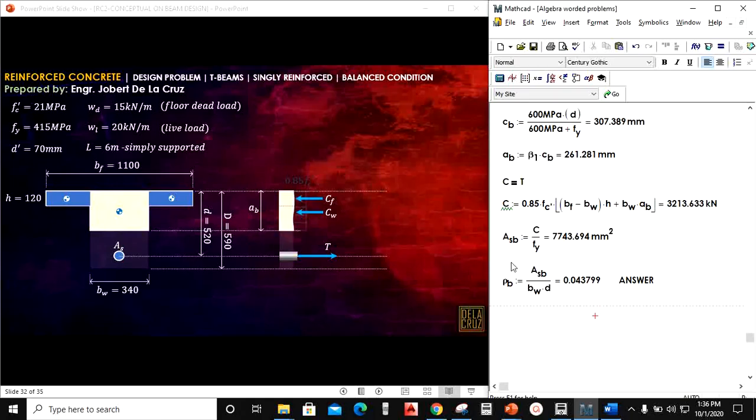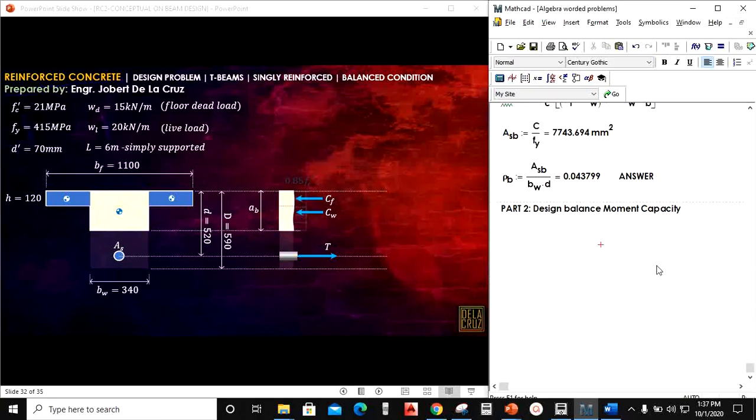Now, for part 2, yung hinahanap is the, ano ba yun? Design moment, balance moment, design balance moment capacity. Okay, so if we are to find the design balance moment capacity of the beam, then we can use these values. Okay, but take note, mas mainam, ito yun.